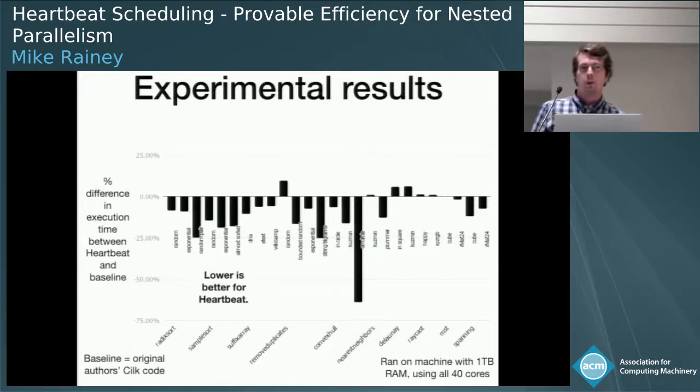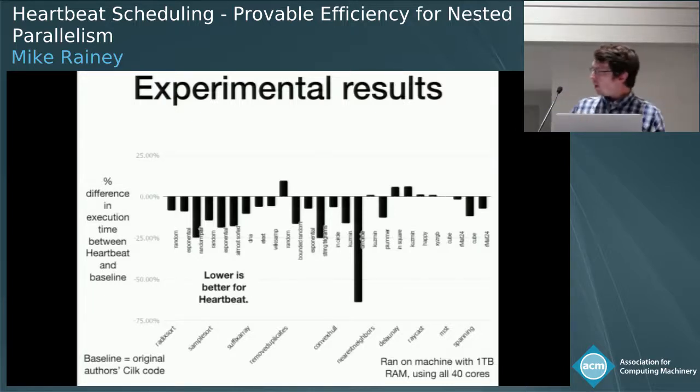So this plot here is showing the main experimental results. These are benchmarks we took from the problem-based benchmark suite, which is a collection of C++ idiomatic Cilk codes that were written by other researchers. These benchmarks represent a variety of workloads, and they're designed to test irregular parallelism. So it's a particularly challenging case for granularity control.